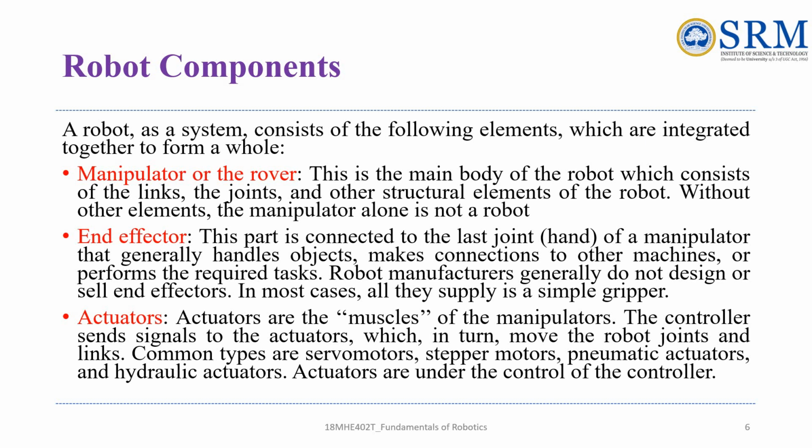Next are the actuators. These are what make the robots move. Think of them as the robot's muscles. They receive signals from the controller and control the joints and links. There are different types of actuators like motors and pneumatics. The controller is in charge of these actuators.